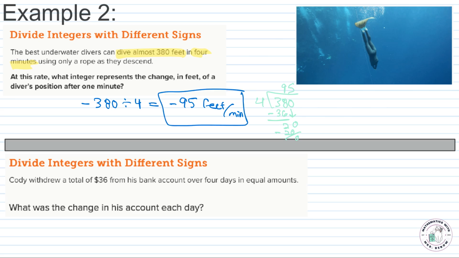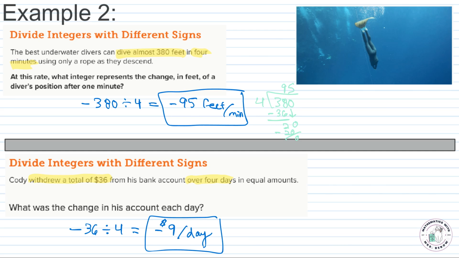All right, taking a look at another story problem. Cody withdrew a total of $36 from his bank account over 4 days in equal amounts. What was the change in his account each day? This is essentially another unit rate question. We withdrew a total of $36 over 4 days, so we just want to figure out how much was withdrawn per day. Withdrawing is considered a negative action from your bank account, so this is going to be negative 36. We're going to divide that by the number of days, which is 4 in this case. Negative 36 divided by 4 is going to be negative 9. So negative $9 per day was the change in his account.